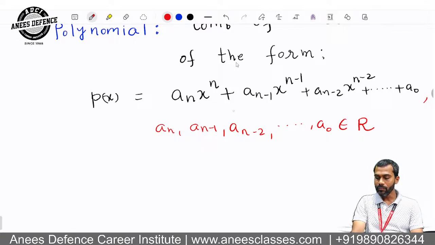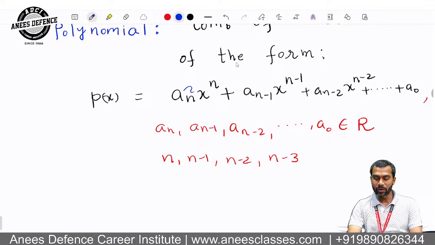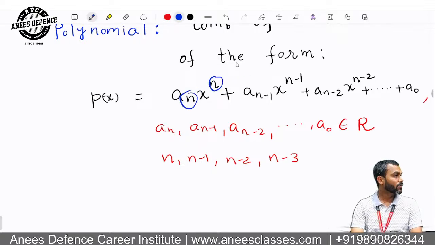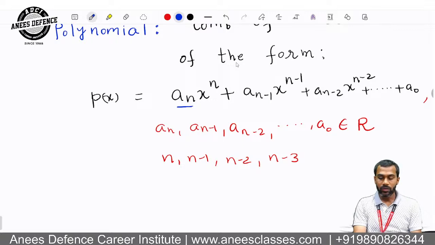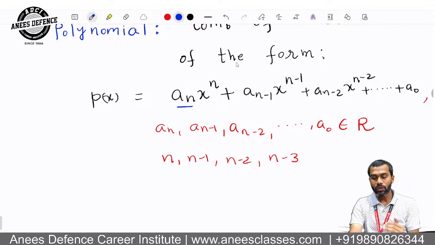And then what about n and n minus 1 and n minus 2, n minus 3? See, there is no relation between this n and this n. Remember it. Yes or no? Are you getting my point? a n is just a notation. The coefficient of the term x raised to n is a n. The coefficient of x raised to n minus 1 is a n minus 1. Similarly, the coefficient of x to the power n minus 2 is a n minus 2.